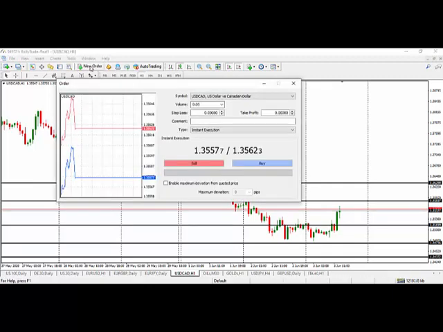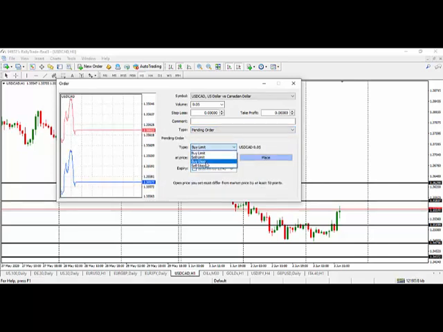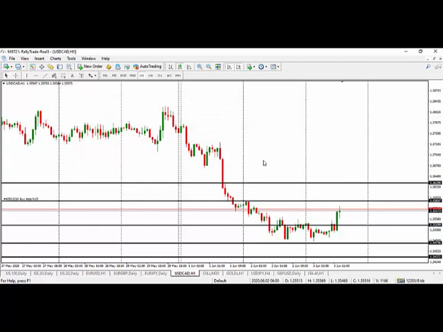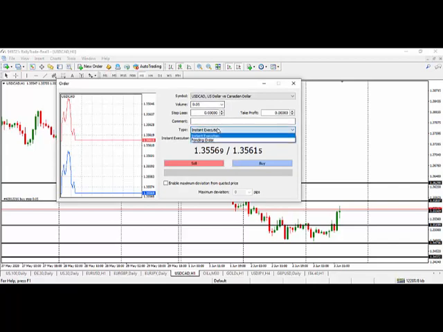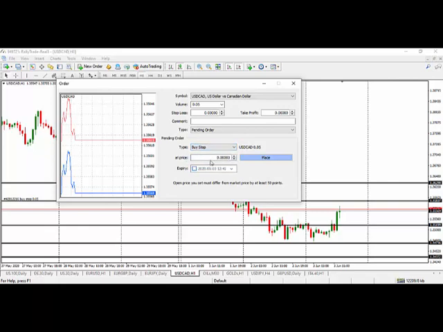So we go to new order. For the buy, we are going for a pending order. So we change this to a buy stop at price level 1.35837. So we place that. I also need to adjust my take profit. So I do this pending order, buy stop at 1.35837, and then my take profit at 1.36298 with my stop loss at this price level, that's 1.35199. So I can place the buy trade.